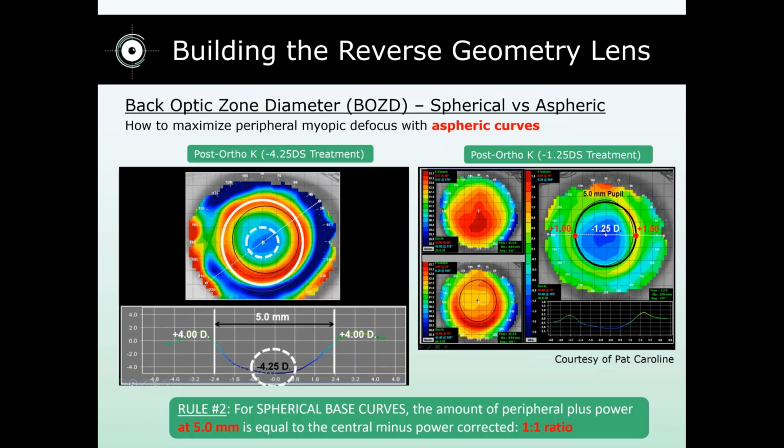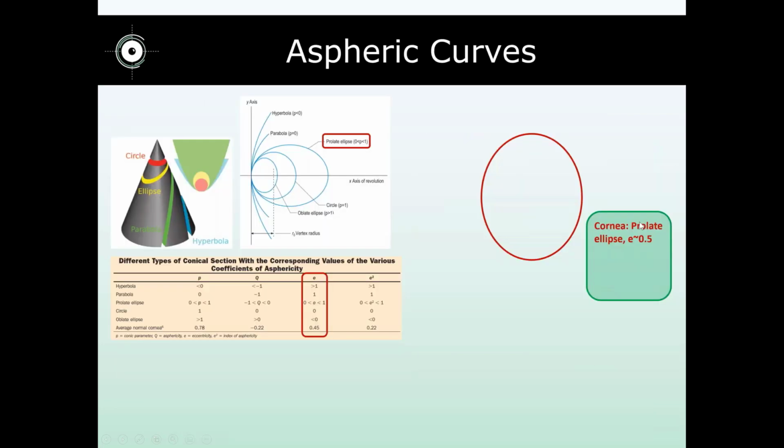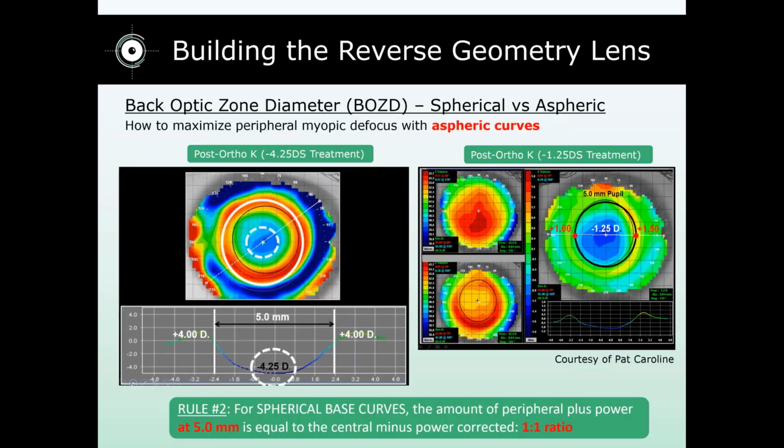So, aspheric curves. There's a rule, also courtesy of Pat Caroline, that the amount of peripheral plus power that we get at the pupillary margin at 5 millimeters is equal to the central minus power corrected. There's this 1-to-1 ratio. So you can see in this -1 diopter myope, the peripheral plus at 5 millimeters is +1. Now, how can we break this rule?